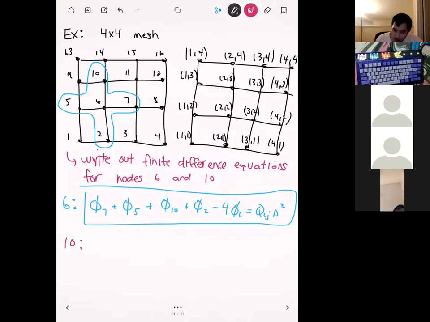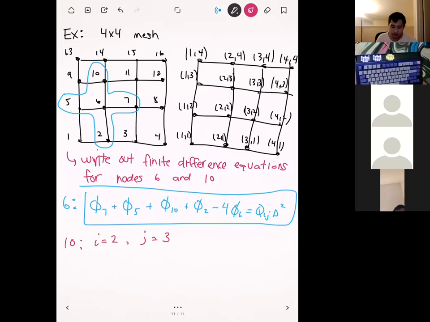Okay. And so for node 10, we can see from the diagram here that node 10 corresponds to i equal to 2 and j equal to 3. And so let's write out the ID numbers for node 10 itself and all its neighbors. Right. And so let's start with the ID number for 10. Which is redundant because we know it's node 10, but let's plug in i equal to 2 and j equal to 3 into our ID equation.